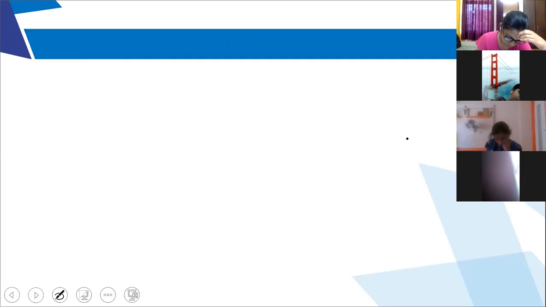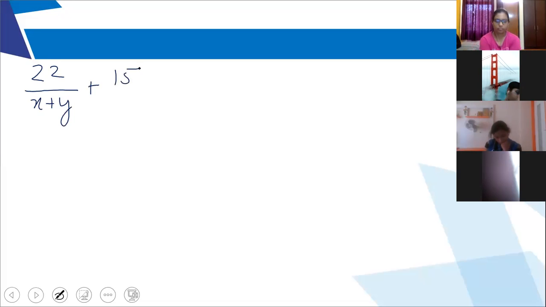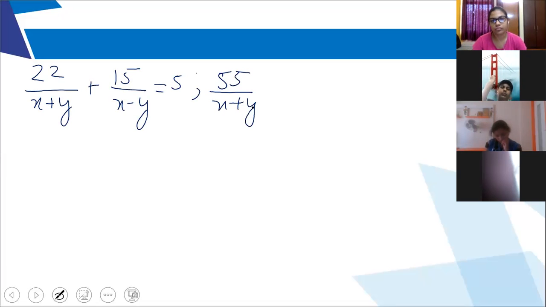I will just start the question so that you know how to start. The question is like this: 22 upon x plus y plus 15 upon x minus y is equal to 5. Your second equation is 55 upon x plus y plus 40 upon x minus y is equal to 13. This is your equation, right?